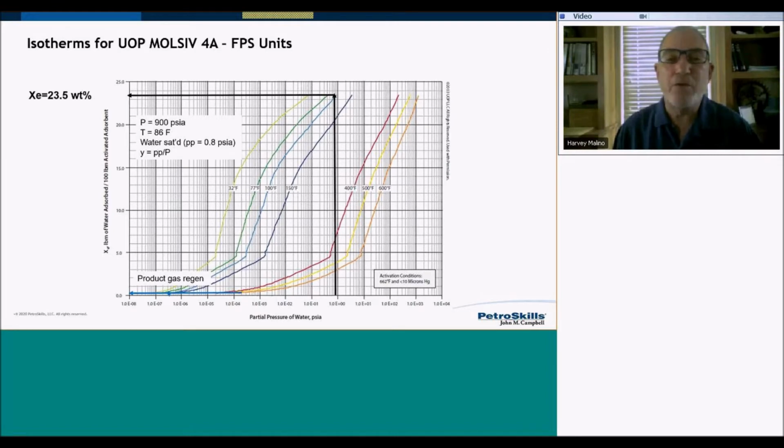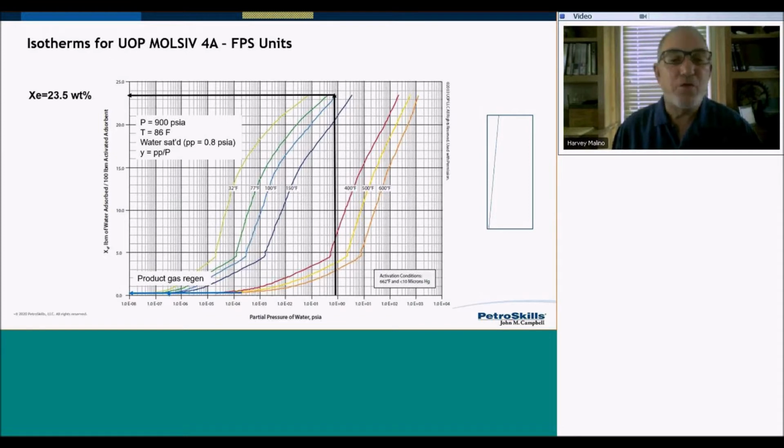When you receive a quote from a vendor, typically the vendor is going to quote, "I'll warrant that the outlet will be less than 1/10 of a part per million by volume." That's because that's the best that the vendor can measure.